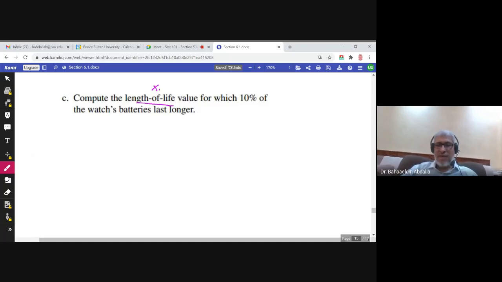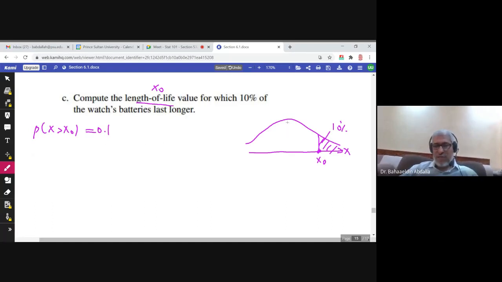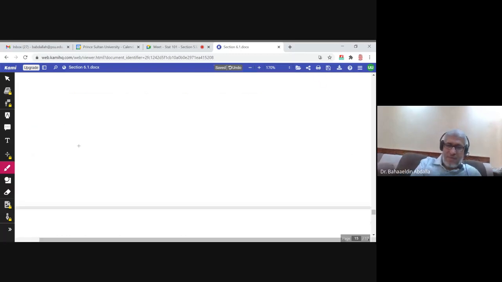So he's asking about x0 here, for which 10% of the watch's batteries last longer. This is x, the life, and only 10% will last longer than this life, which is x0. So in fact, the probability that x is greater than x0 is 0.1. Change it to z, use 0.4 to find z0, and then find x0.